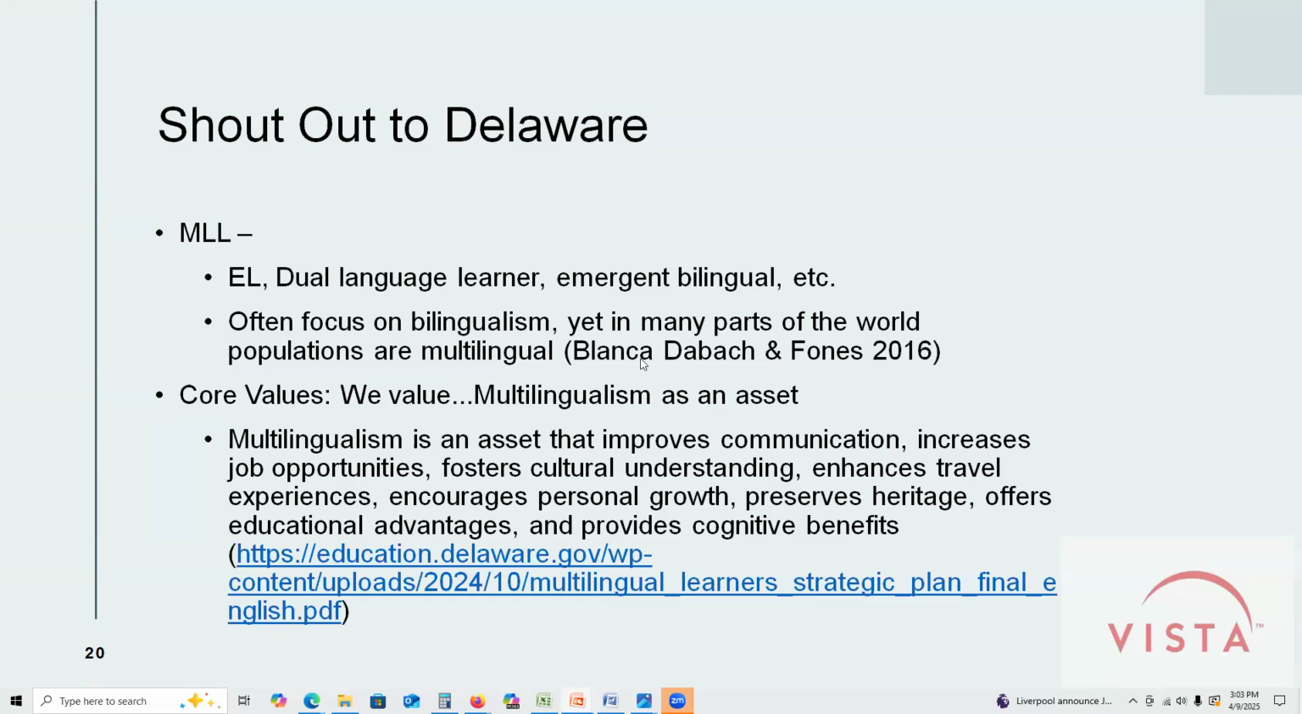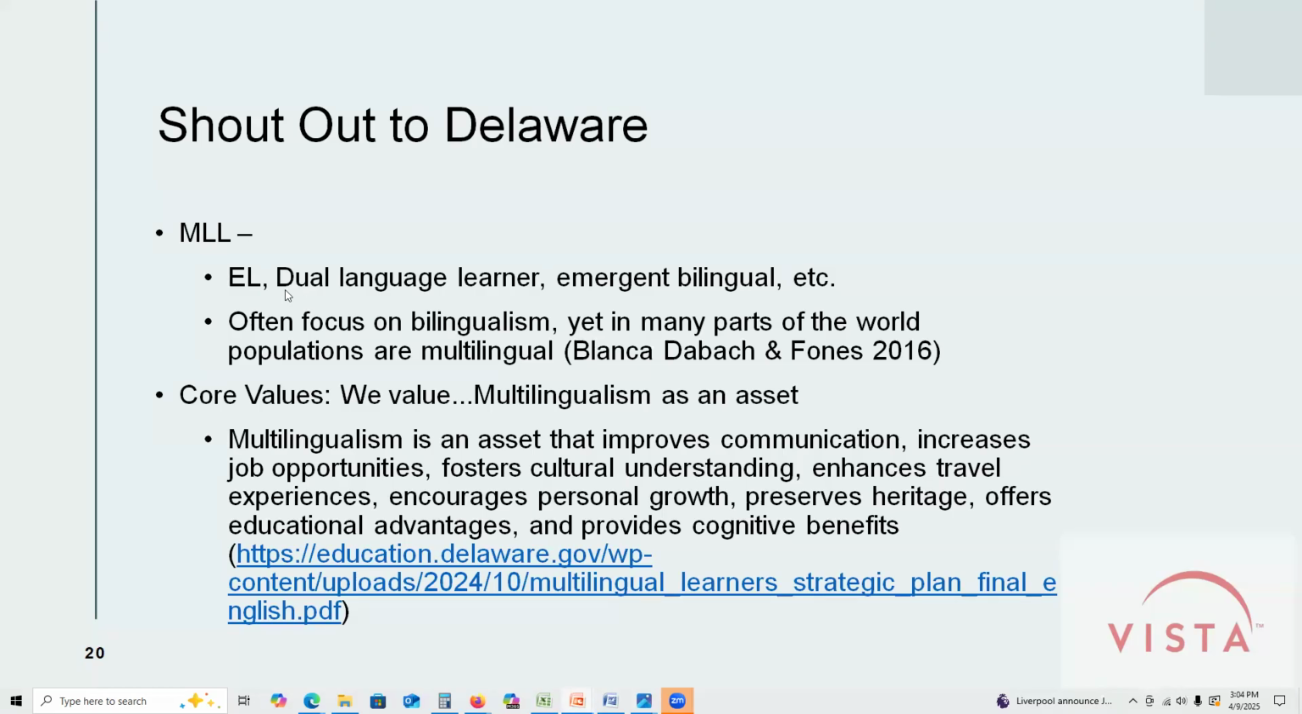I've seen all of these and more. Research here focuses on bilingualism, yet in many parts of the world populations are multilingual. And I would say that is the case for a number of our students when I taught in dual immersion in Grand Rapids. Many of the students had a different home language from where they were from. A lot of them came from Southern Mexico or Guatemala, and they had their own native language, then learned Spanish, then English in our dual immersion. So I love that you're recognizing this with your label MLL.